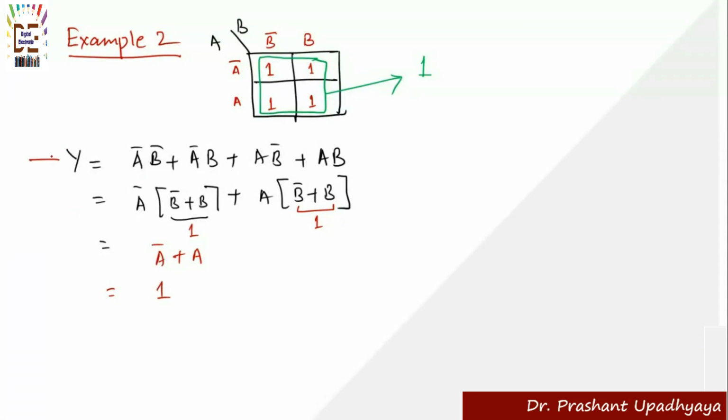If I draw this circuit, how many gates are required? 1, 2, 3, 4 AND gates and one final OR gate to combine them. And one more thing, we don't want that if you have taken one pairing, you should repeat it. Okay, so let me take one more example.